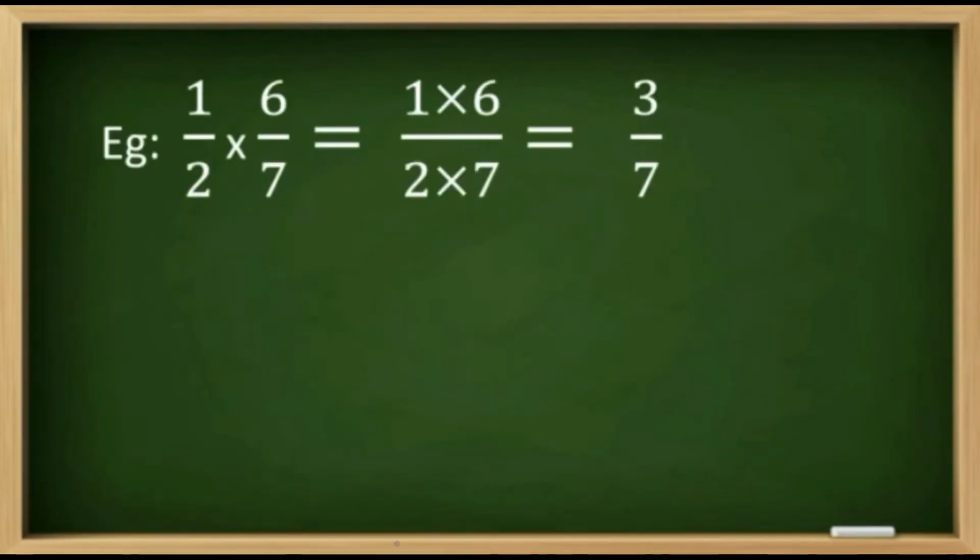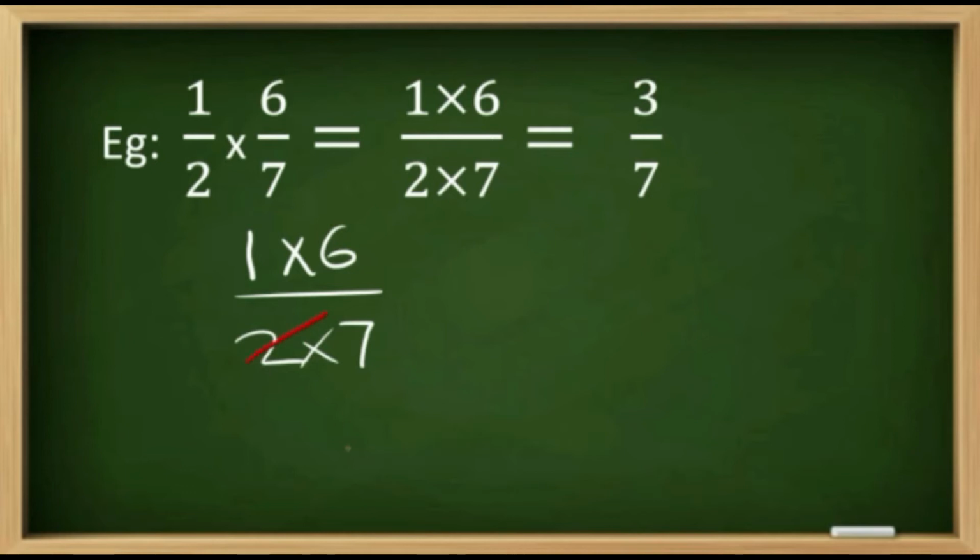So here I have a problem with its solution. First I'm going to write the problem. We have to first write it in this way, and then we will see if there is any chance of simplification. 2 and 6 are of the same table, they are of 2 table. So we are going to simplify them using the 2 table. 2 ones are 2 and 2 threes are 6. And now there is no further chance of simplification.